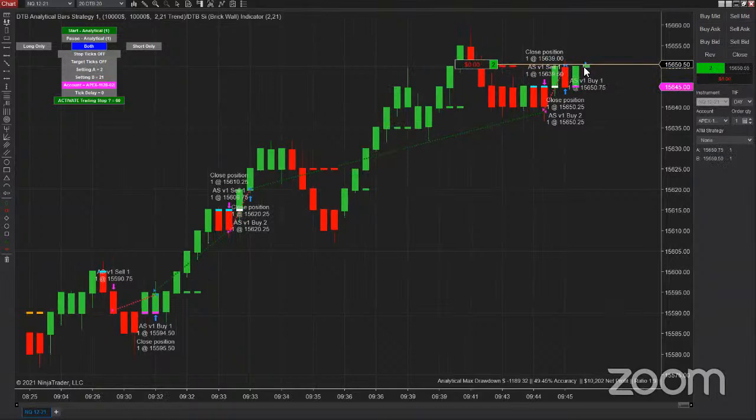So now the strategy entered its second position. Okay, so it's entered a second position because that is the second signal on that brick wall.